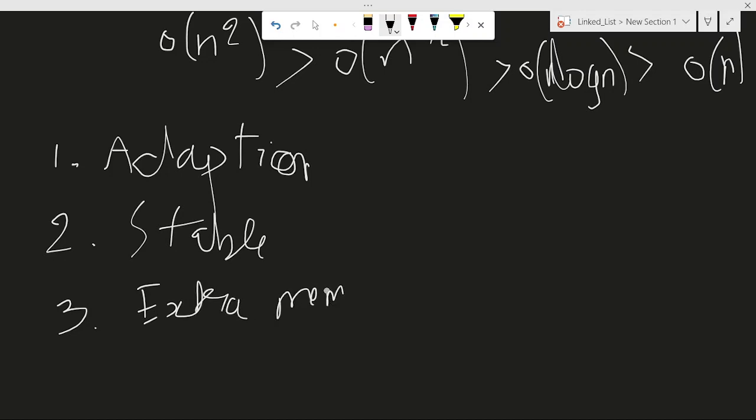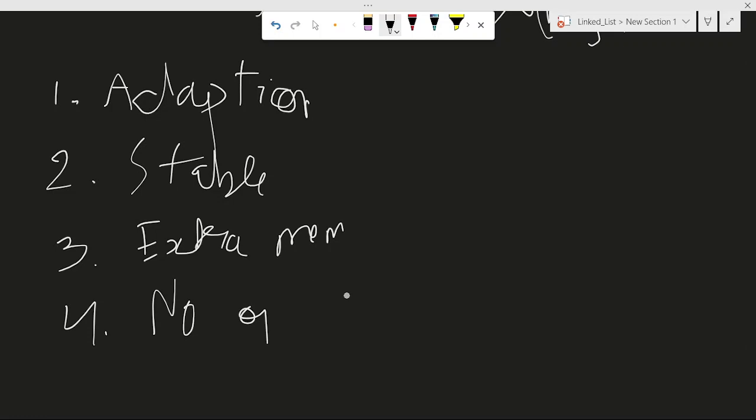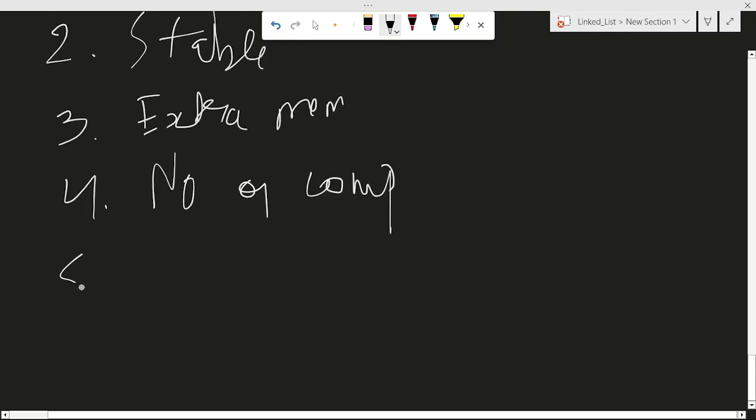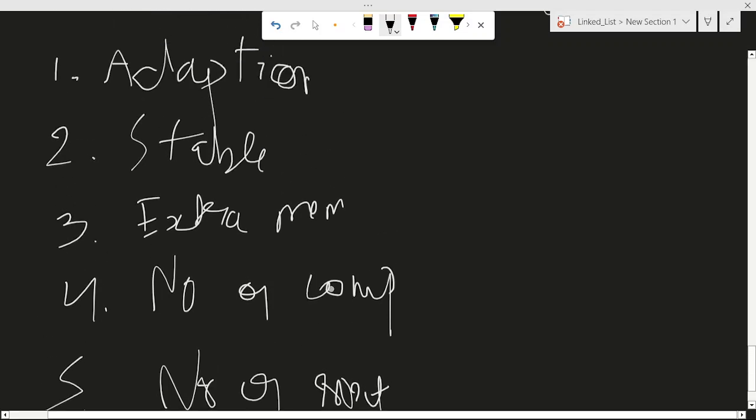Another one is the number of comparisons and the number of swaps, the other two criteria. Comparison, and the last one is the swap, the number of swaps. These are very important when we are considering which is efficient.